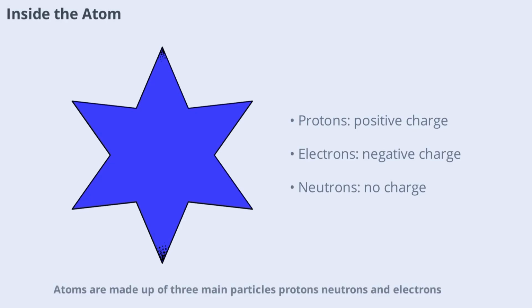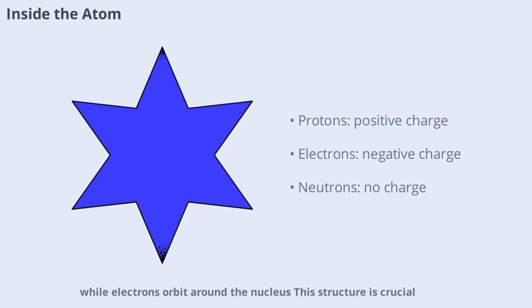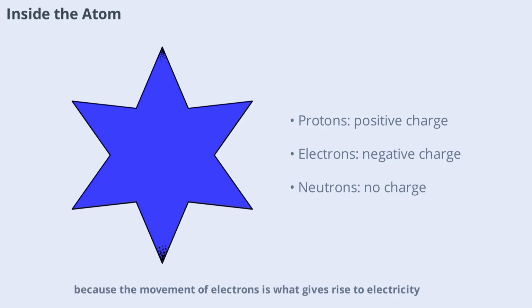Atoms are made up of three main particles: protons, neutrons, and electrons. Protons carry a positive charge, electrons carry a negative charge, and neutrons have no charge at all. These particles are arranged in a specific way. Protons and neutrons cluster together in the center, forming the nucleus, while electrons orbit around the nucleus. This structure is crucial because the movement of electrons is what gives rise to electricity. Let's explore how these tiny particles interact.